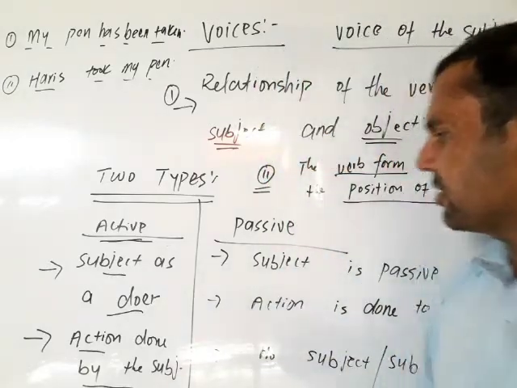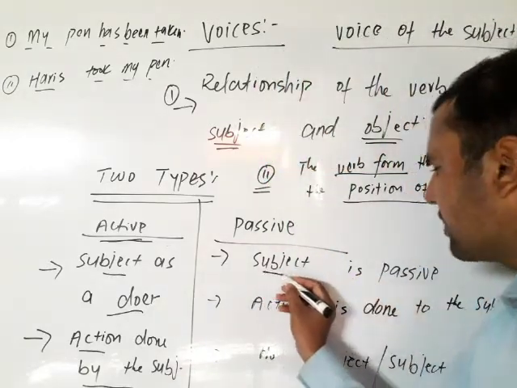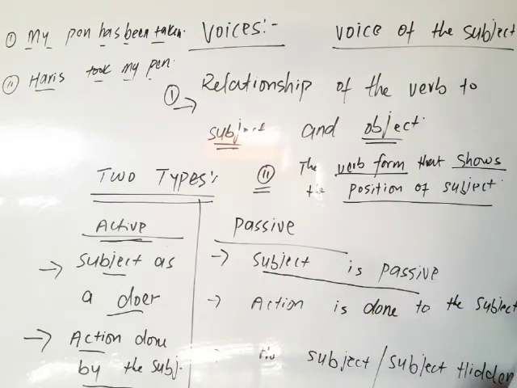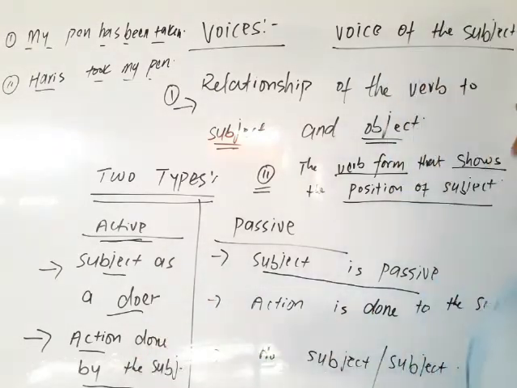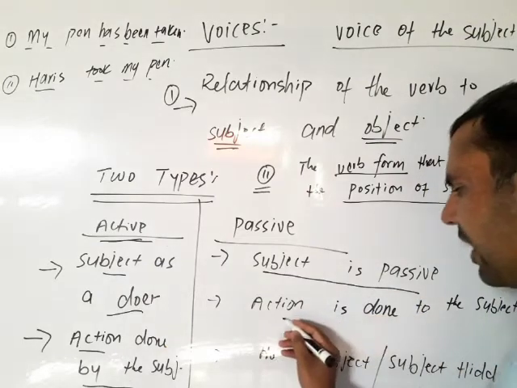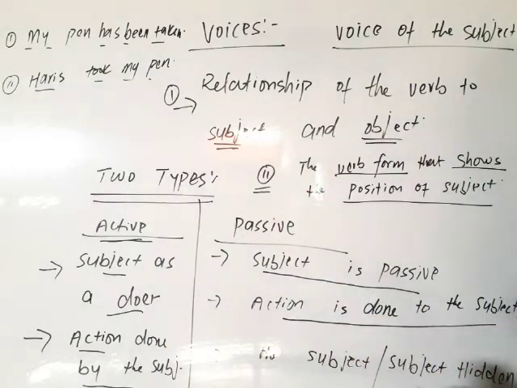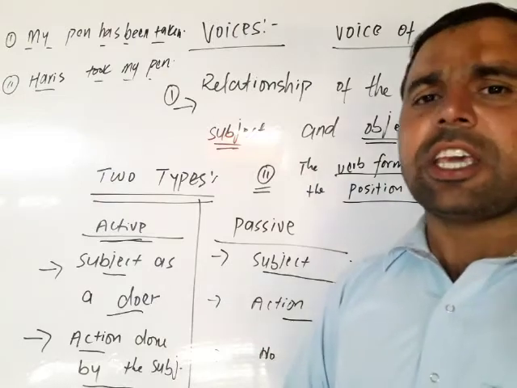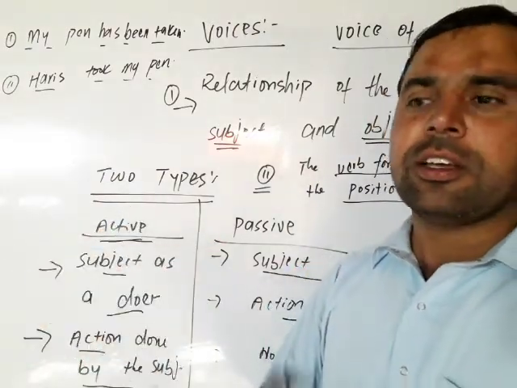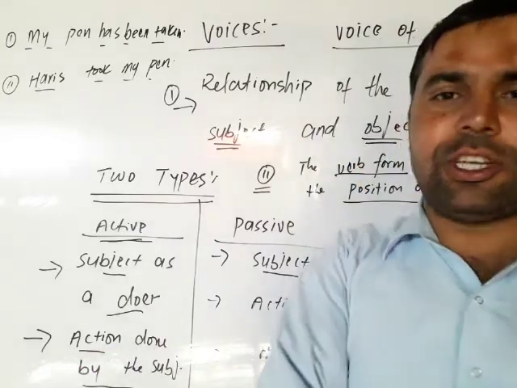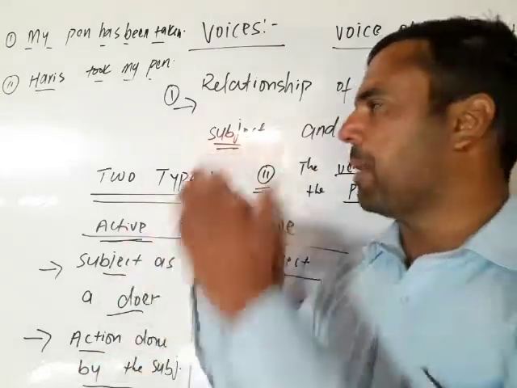In passive voice, the subject is passive. It is not actively involved in some action, or we can say that the action is done to the subject. It means that he is passive. He does not actively do some work. Some work has been done to it. We call it passive voice.